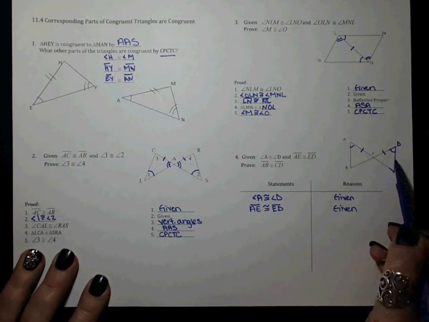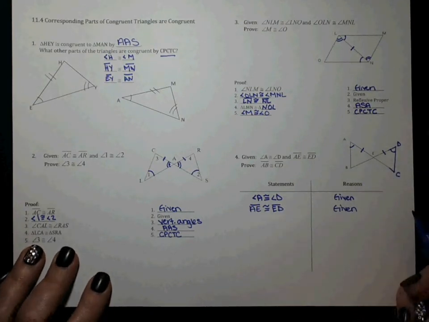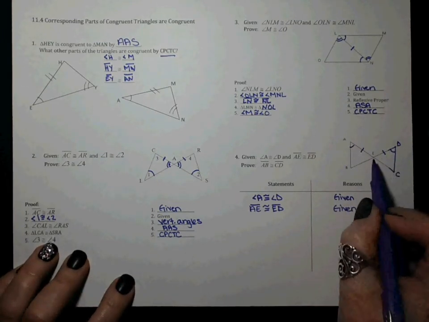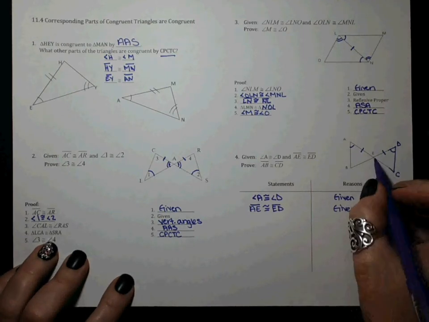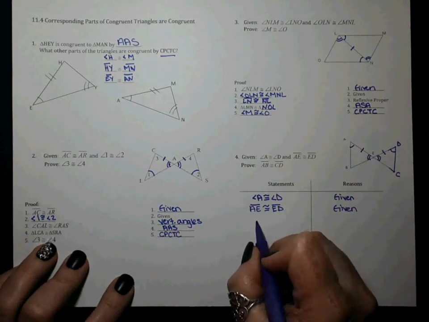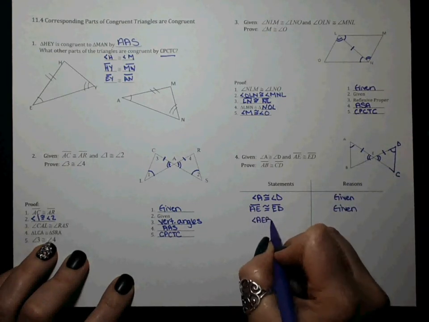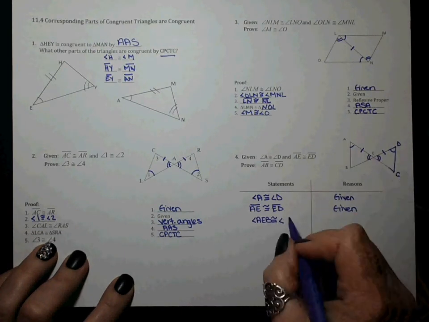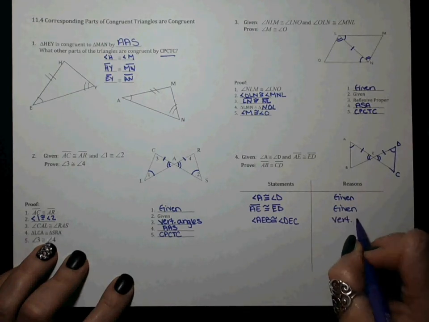So if we can show that these two triangles are congruent, then we can make that statement because it would be corresponding parts of congruent triangles. So we've got an angle, a side, and if we can show that these two angles are congruent, then the two triangles would be congruent. So we know these are congruent because they are vertical angles. So angle AEB is congruent to angle DEC. That is vertical angles.